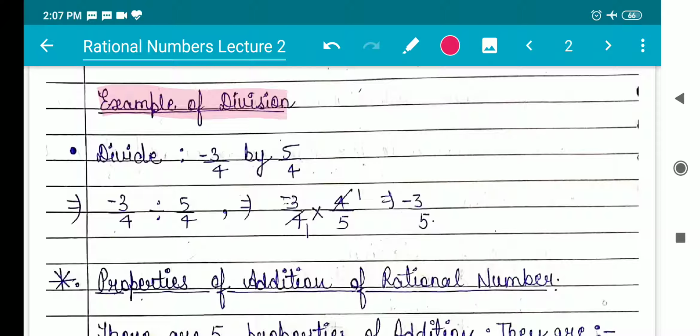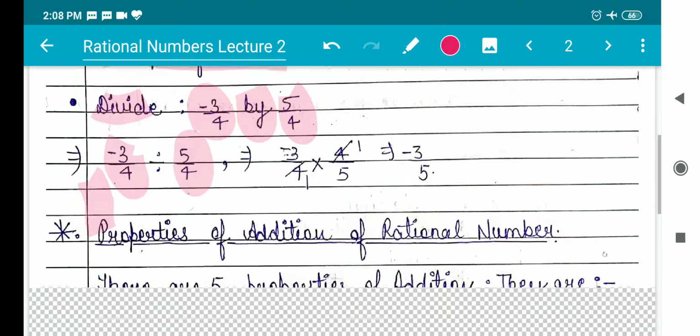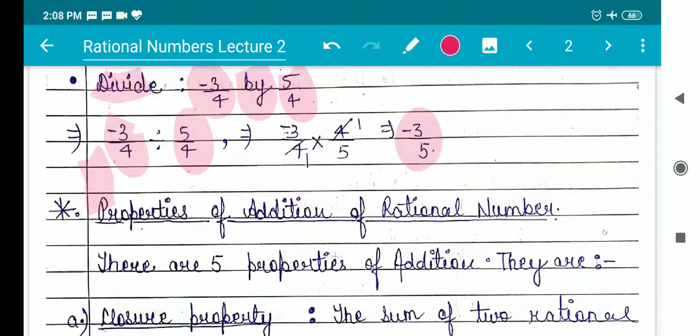Example of division. Divide minus 3 by 4 by minus 5 by 4. As we know the process, first we will convert the division sign into multiplication, and we will reverse the divisor of the rational numbers, that is 5 by 4 becomes 4 by 5. When we multiply minus 3 by 4 into 4 by 5, we get minus 3 by 5, which is the standard form of rational numbers.